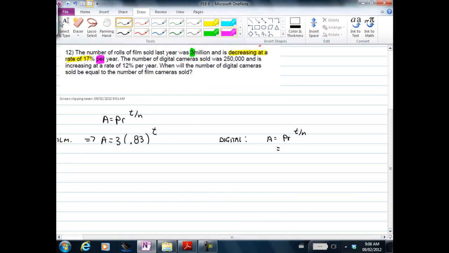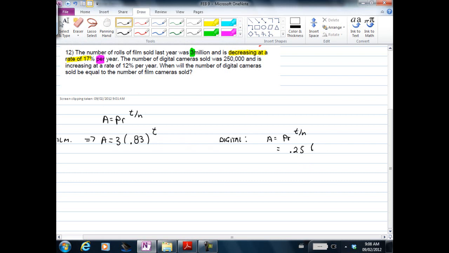P value. I'll give you a hint. Right here. Which is 250,000. But we don't write 250,000. What do you write? 0.25. Because if we use 3 as 3 million, would you agree 250,000 is 0.25? So this is why we write 0.25. You could write 250,000 if you want, but the problem is you have to write 3 million here. Yeah, it works, but it's just more messy later.